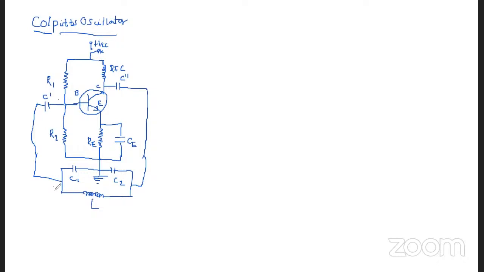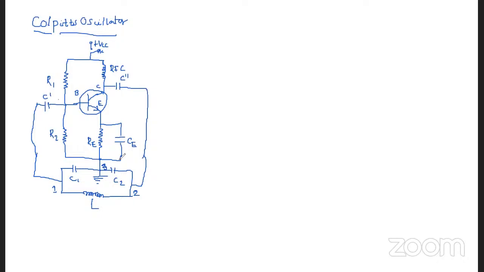So this is one terminal, second terminal. Here we have the third terminal, which is connected here. Right. So this is the circuit diagram of the Colpitts oscillator.